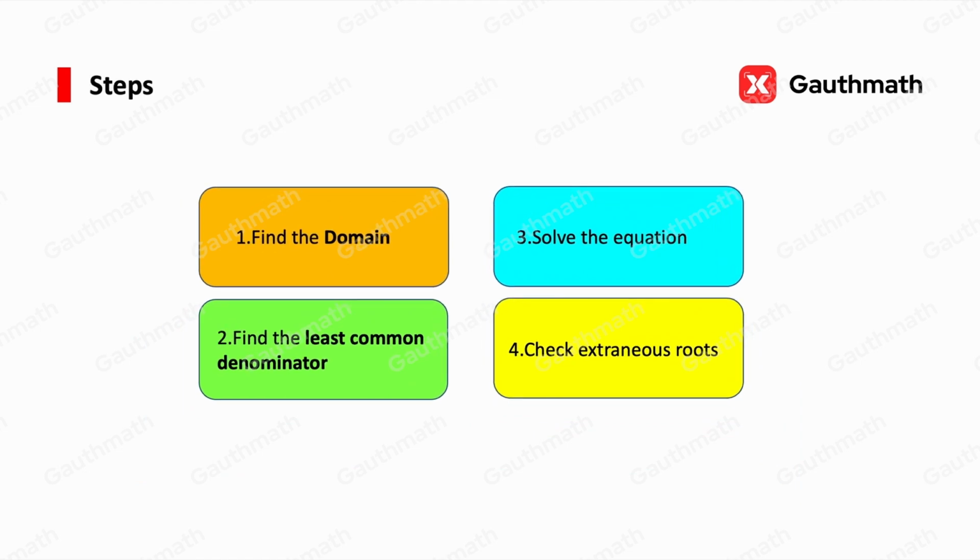So when you are solving rational equations, follow these 4 steps. The first one, find the domain. The second one, find the least common denominator. Third, simplify and solve the equation. And at last, check for extraneous roots.